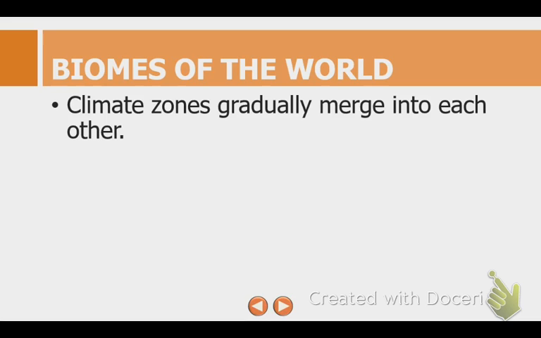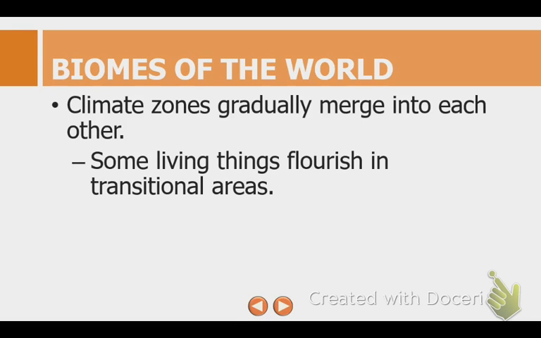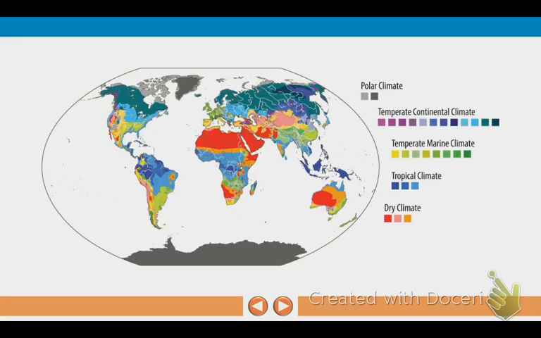So climate zones gradually merge into each other. There is not a magical imaginary line that you cross over and now you're into the next climate zone. They merge into one another, and there are actually a lot of living things that flourish in those transitional areas. So they like different aspects of one area and different aspects of another, and so they flourish in that transitional area. Here is a map of the world, and you can see different climate areas. You have dry, tropical, temperate marine, temperate continental, and also polar climates. Those are our 5 climate zones.